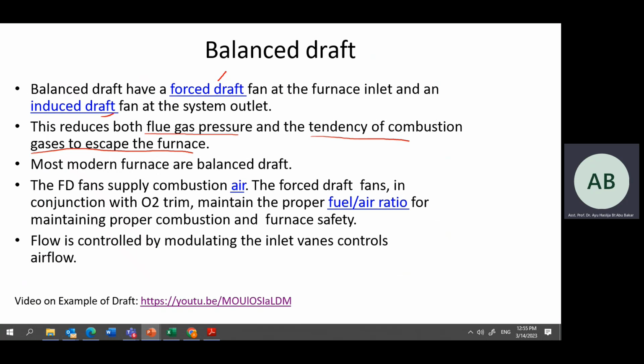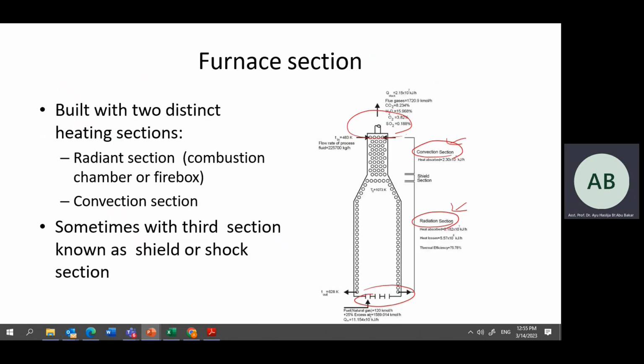Okay, we move to the furnace section. For furnace section, it has a few sections. Two distinct heating sections: you have the radiant section, the combustion chamber or firebox, and the convection section.